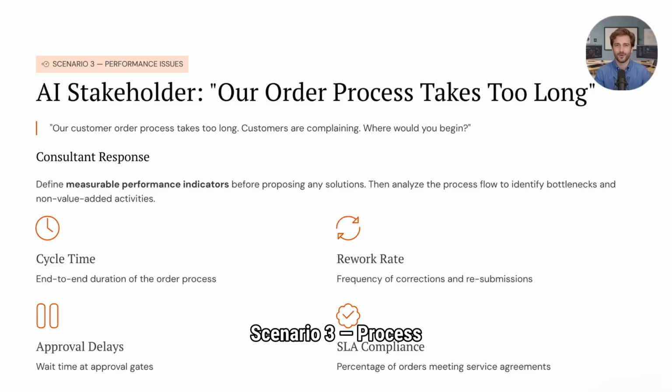Scenario 3. Process performance issues. AI stakeholder: Our customer order process takes too long. Customers are complaining. Where would you begin? Recommended consultant response. I would define measurable performance indicators before proposing solutions. Examples include cycle time, rework rate, approval delays, process completion time, and SLA compliance. Then I would analyze the process flow to identify bottlenecks and non-value added activities.